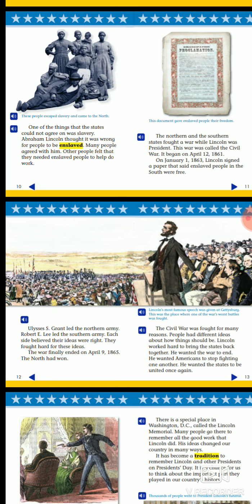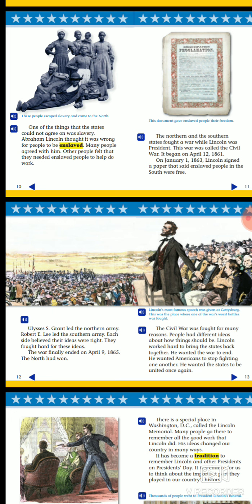Ulysses S. Grant led the Northern Army. Robert E. Lee led the Southern Army. Each side believed their ideas were right. They fought hard for these ideas. The war finally ended on the 9th of April 1865. The North had won.